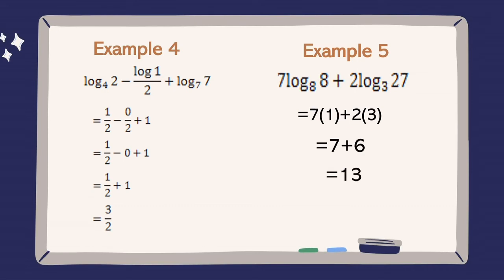And for our last example, we have 7 log 8 to the base of 8 plus 2 log 27 to the base of 3. Again, let the constants be and determine the rules. The rules we have here are identity rules and exponent rule. After applying the rules, we have 7 times 1 plus 2 times 3. We then simplify the terms, which give us 7 plus 6. Simplify again, and we have reached the final answer, which is 13.